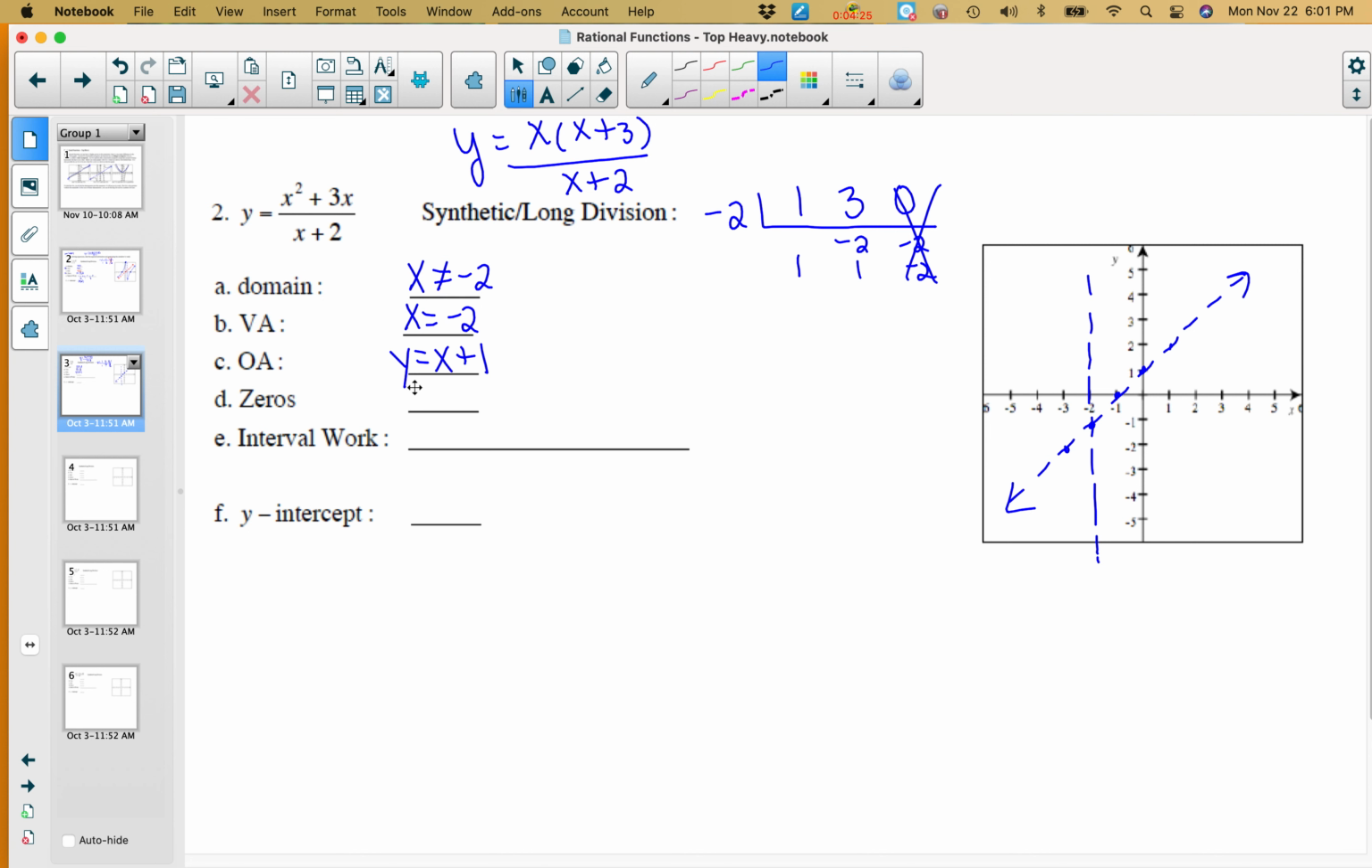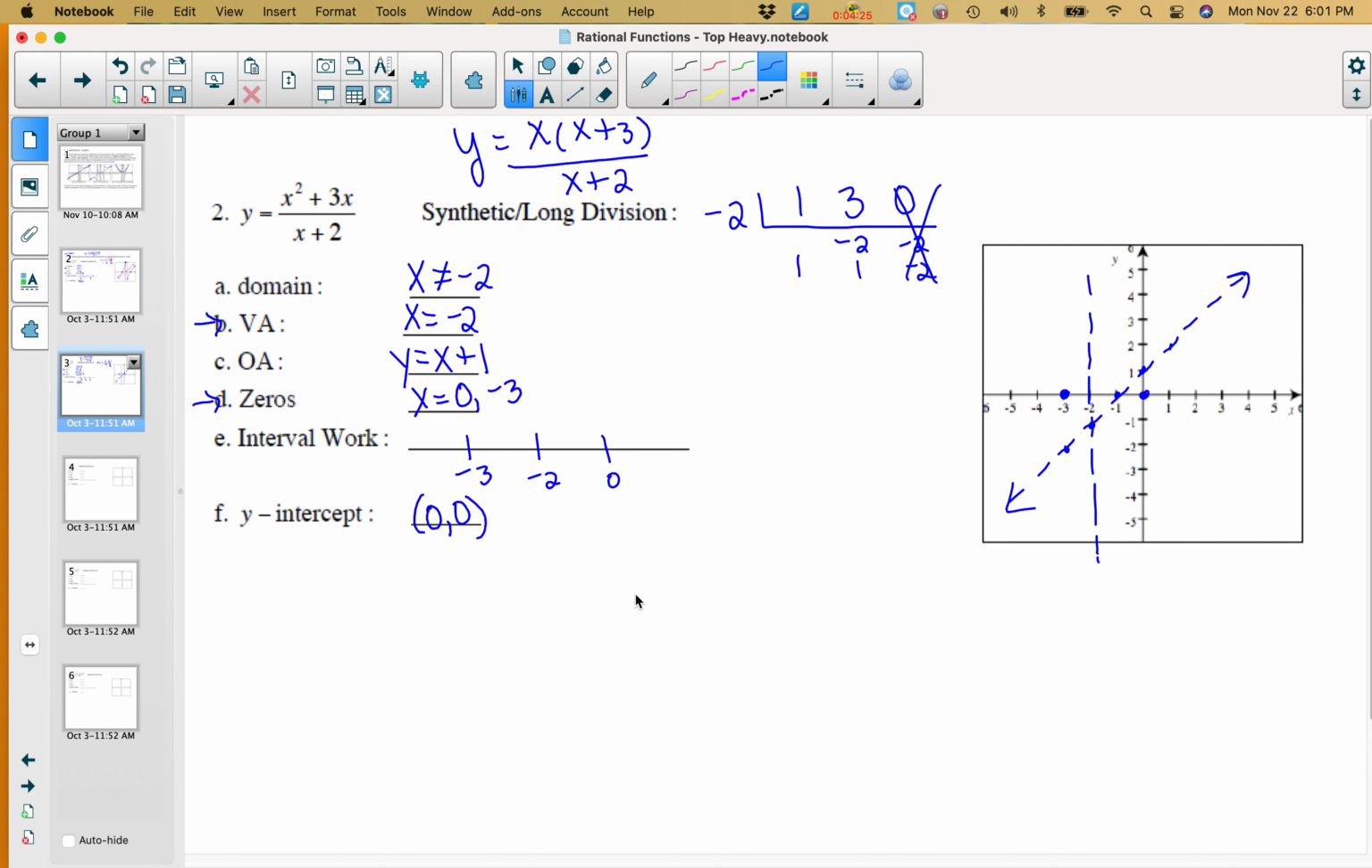Zeros, set the numerator equal to 0. We get x equals 0 and -3. And use these for my interval work. So we have -3, -2, and 0. 0 is actually our y-intercept as well. So I'm going to plot that point, and I'm going to plot the -3. Okay, so that's all we know so far.